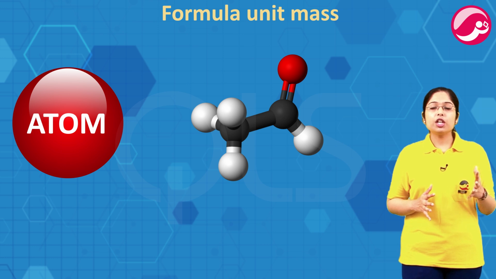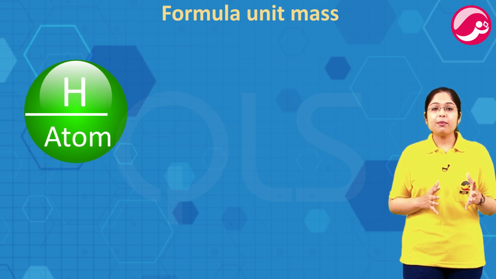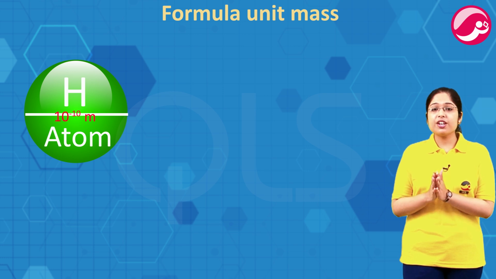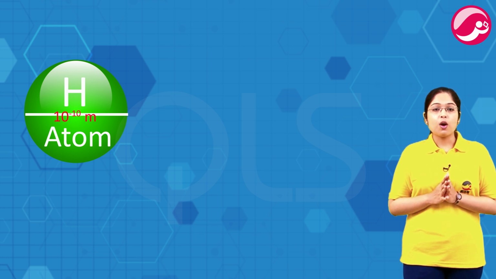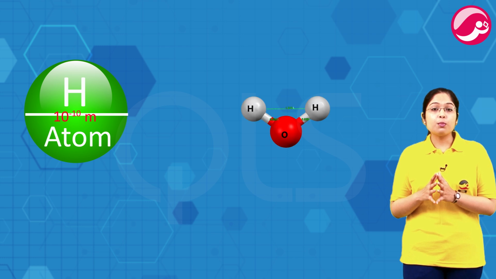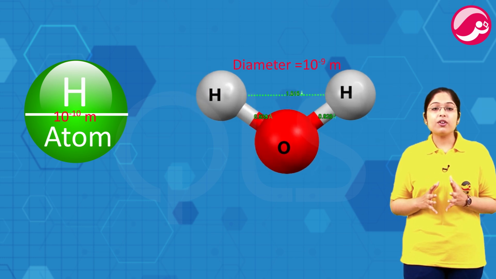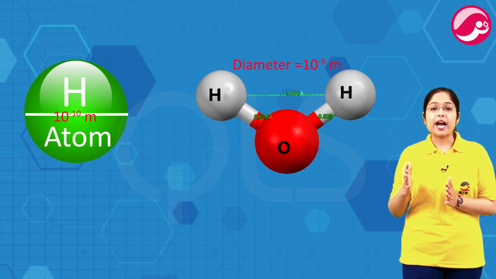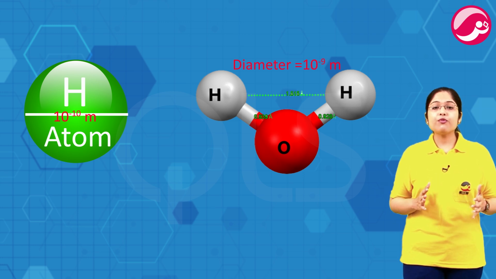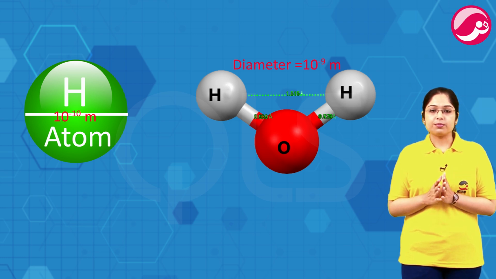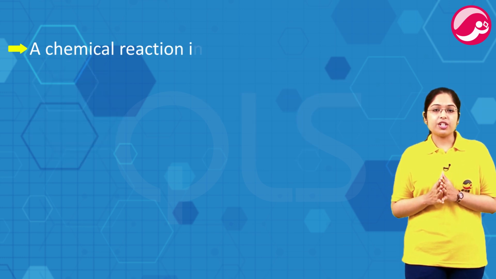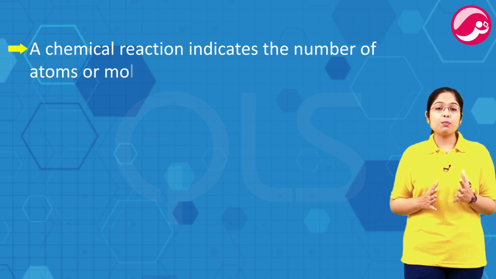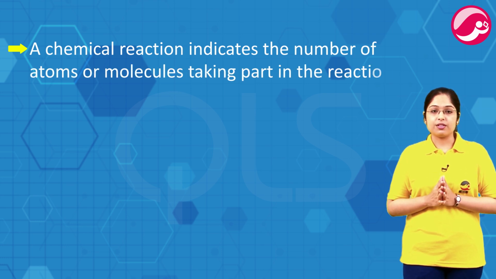सारे atoms and molecules का size same नहीं होता है. Like the diameter of hydrogen atom is 10 raised to the power minus 10 meter, while the diameter of a water molecule is 10 raised to the power minus 9 meter. तो obviously जब हम 1 gram hydrogen की बात करेंगे तो उसमें number of particles ज़्यादा होंगे when compared to 1 gram of water. A chemical reaction equation indicates the number of atoms or molecules taking part in a reaction.